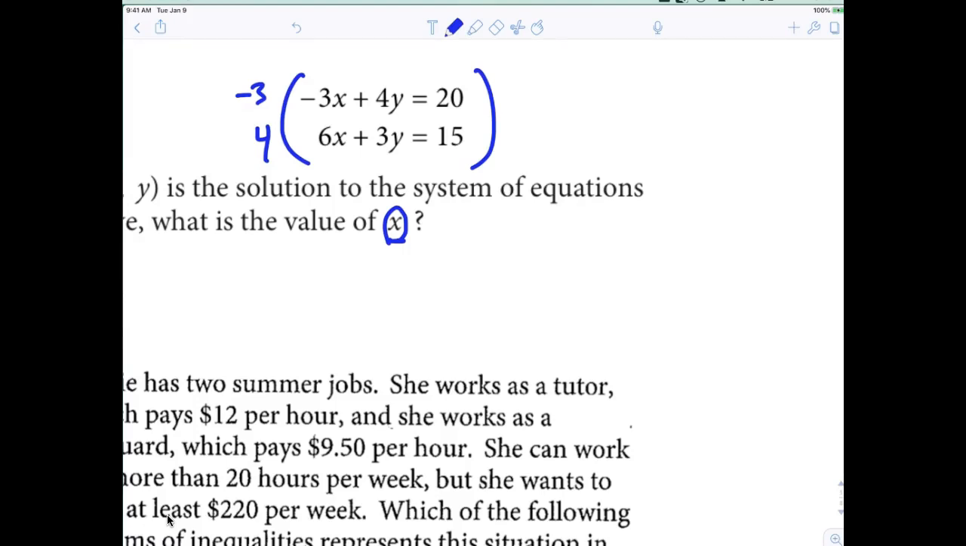I'm just trying to say, throughout the test, they're going to say either solve for x or solve for y. And if they say solve for x, that means you got to eliminate the y.